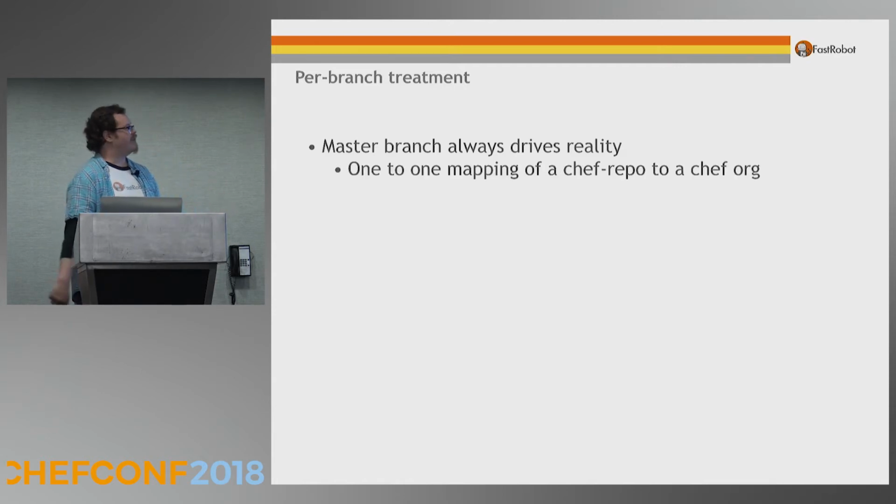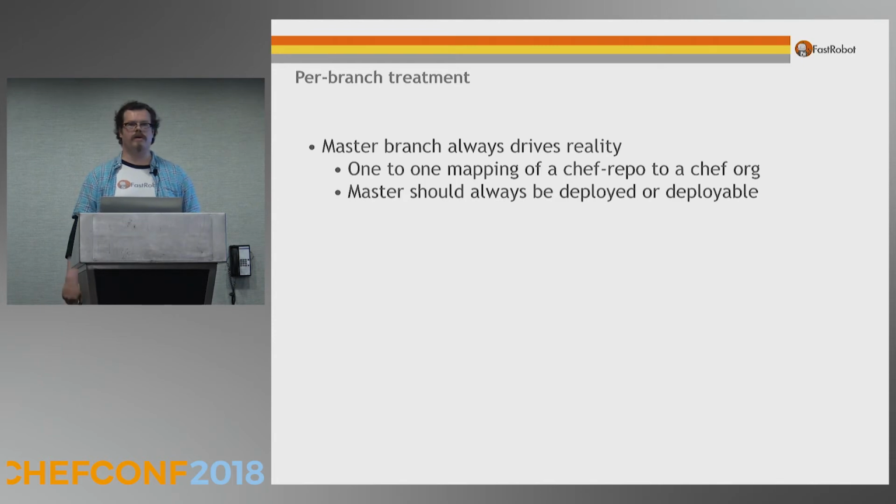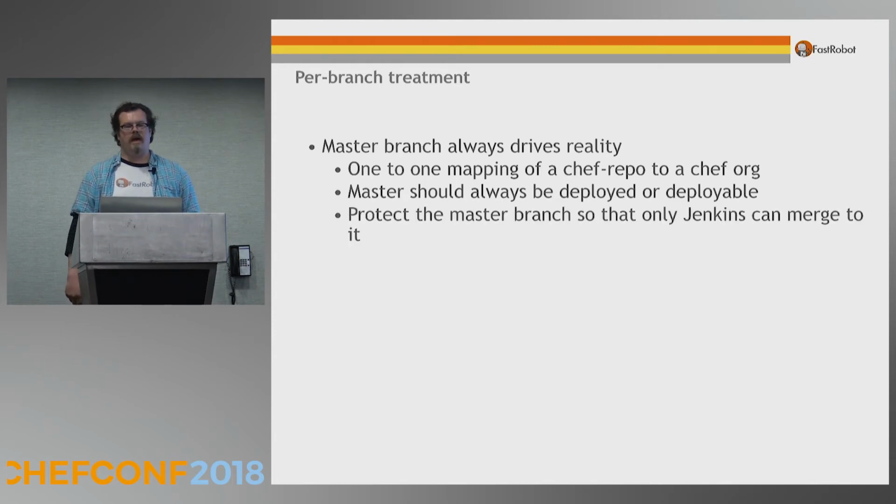Since in this case, for Tiny Corp, I'm dealing with a one-to-one mapping of a ChefRepo to a chef org, I can have a bidirectional check. Master, like I said, is always deployed or deployable. Additionally, you configure Git so that the master branch cannot be merged to by any way other than Jenkins running through some tests, validating everything, and then making your changes happen. So that's the master branch.